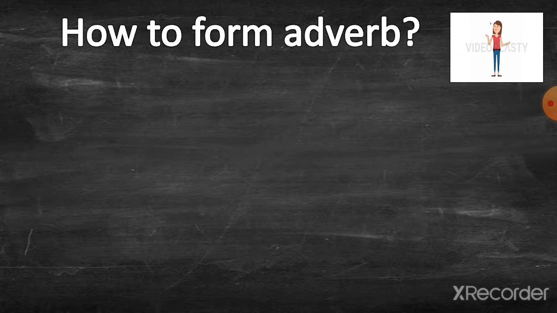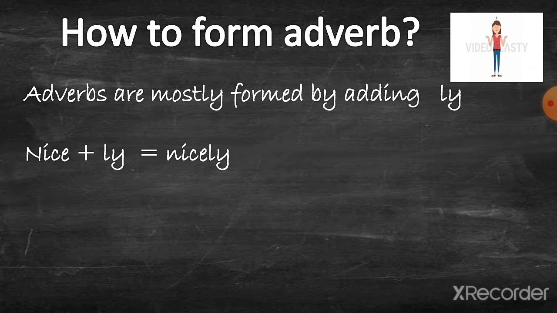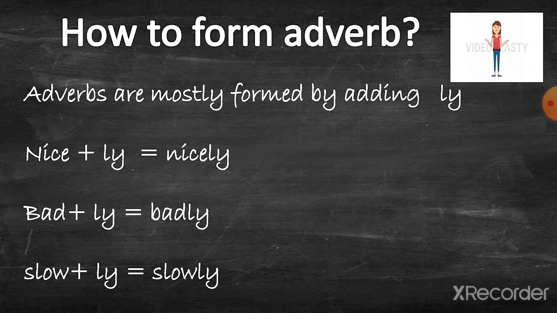Now kids, how to form adverbs? Adverbs are mostly formed by adding ly. Kids, now we will see some examples. Nice plus ly is equal to nicely. Bad plus ly is equal to badly. Slow plus ly is equal to slowly. Kids, you have to remember that at the end of the word, you have to add ly to form the adverb.